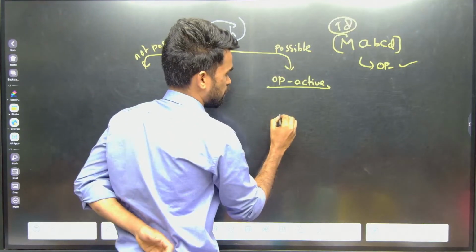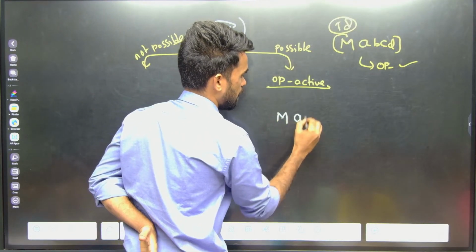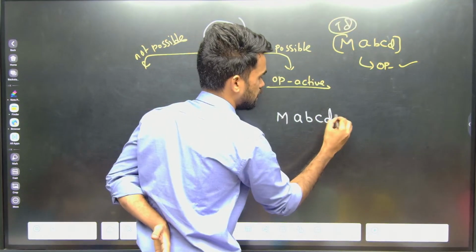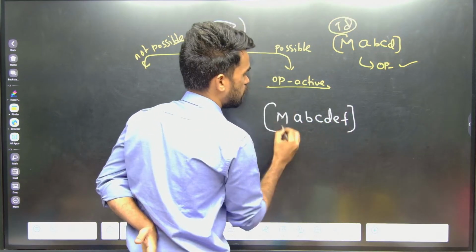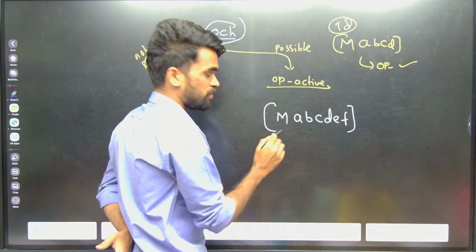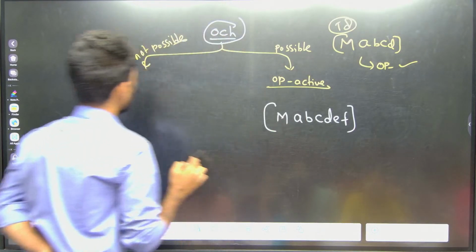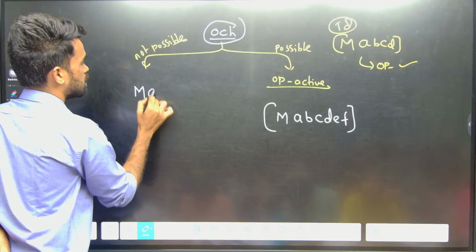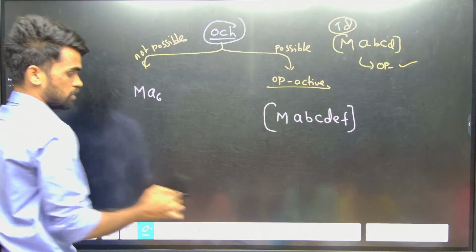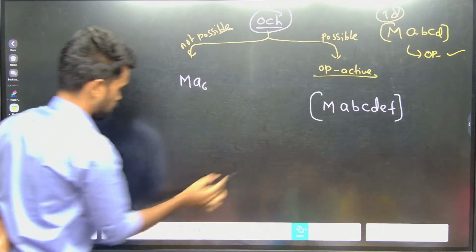See, what is the first compound I told you? M, A, B, C, D, E, F. So all 6 ligands are different, so definitely optical activity is possible. If all ligands are the same, it is not possible. Okay. Now let us go a little deeper.